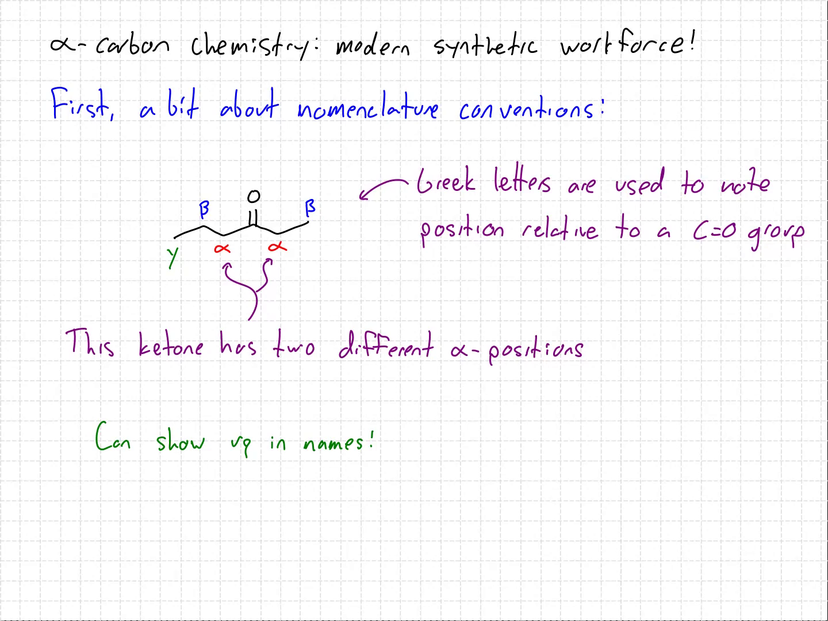This can also show up in names for some of these derivatives. For instance, the neurotransmitter gamma-aminobutyric acid is a 4-carbon carboxylic acid with an amino group at the gamma position. This is especially relevant for a lot of biological or biochemical names that follow this naming convention fairly frequently.